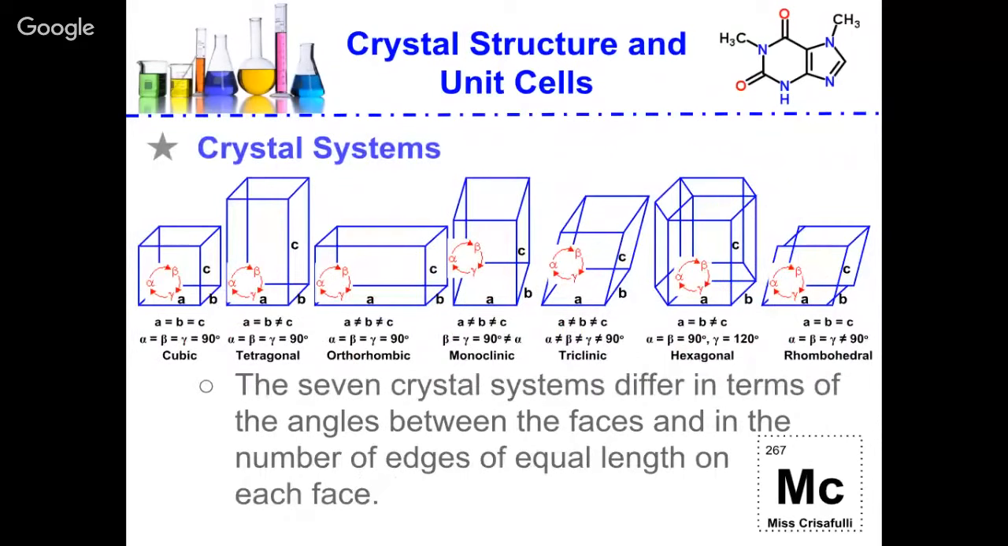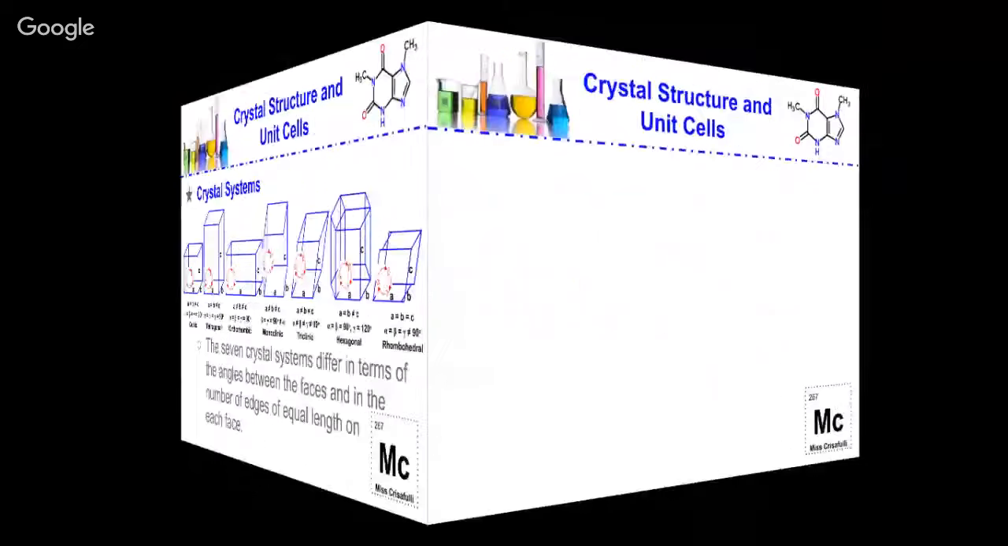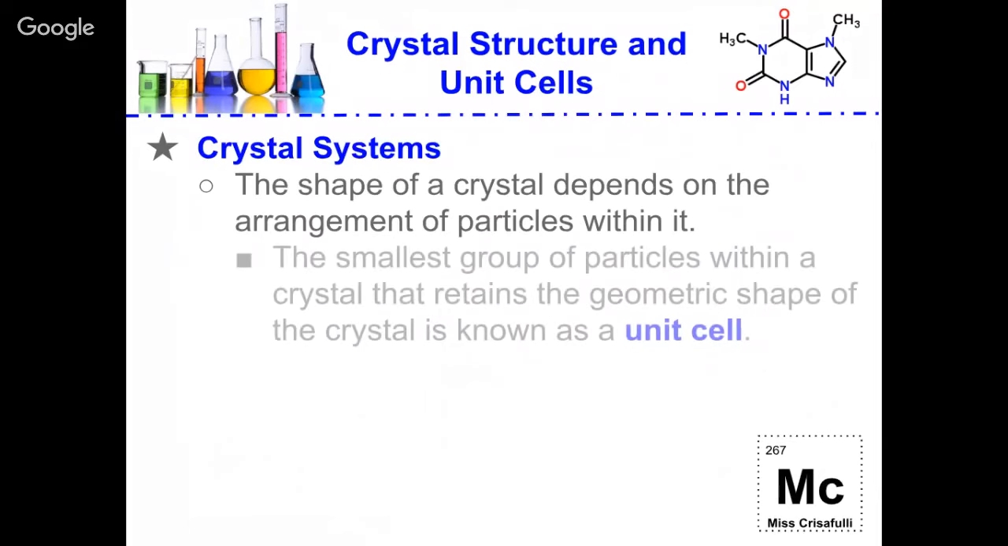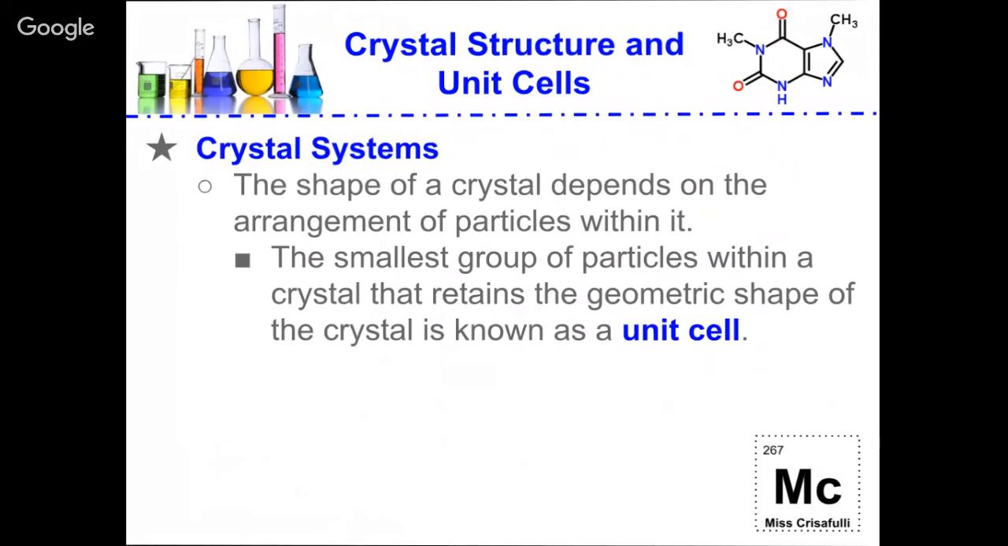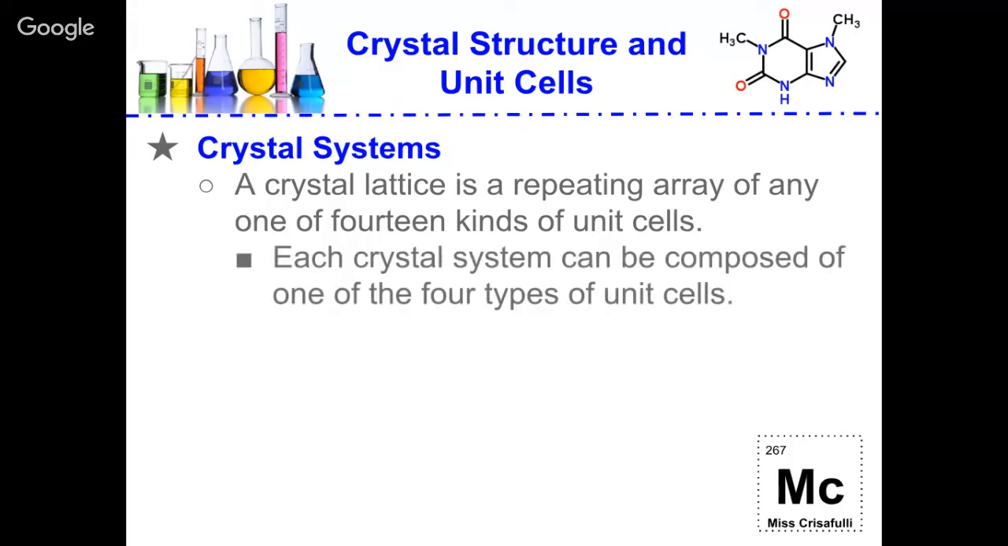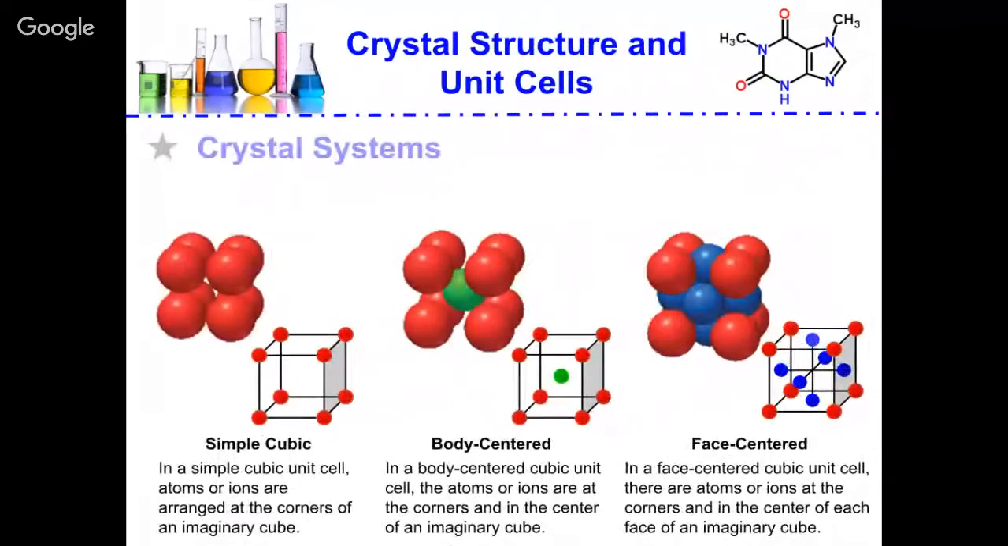The 7 crystal systems differ in terms of the angles between the faces and the number of edges of equal length in each face. So the shape of the crystal depends on the arrangement of the particles within it. The smallest group of particles within a crystal that retains the geometric shape of the crystal is known as a unit cell. A crystal lattice is a repeating array of any one of 14 kinds of unit cells. Each crystal system can be composed of 1 or more types of unit cells.